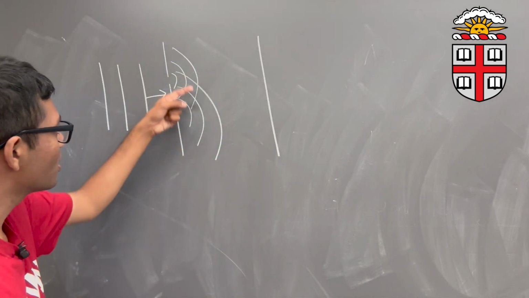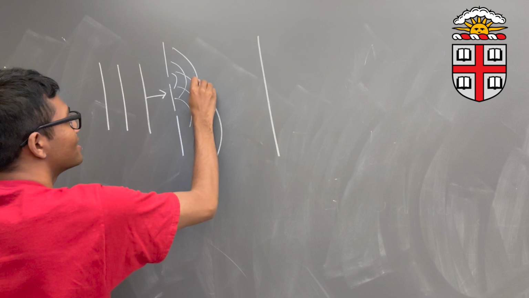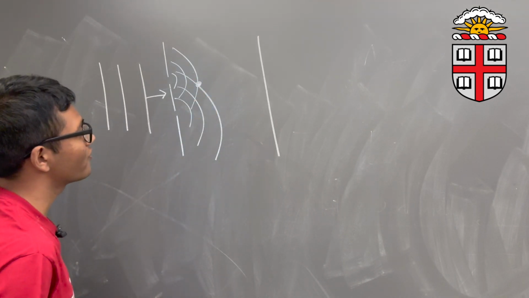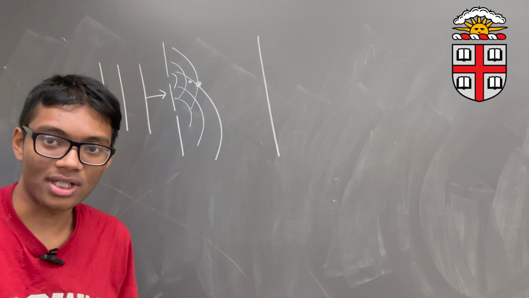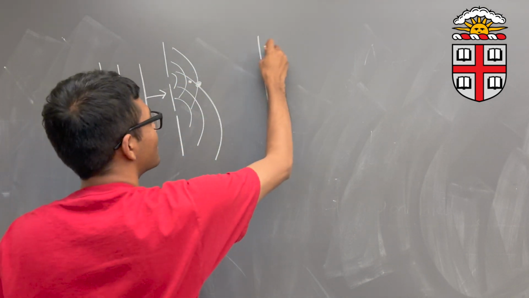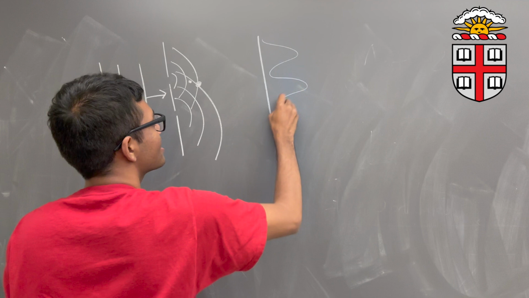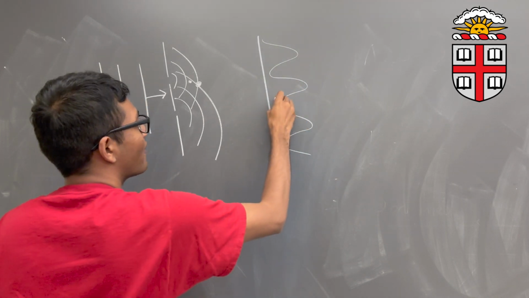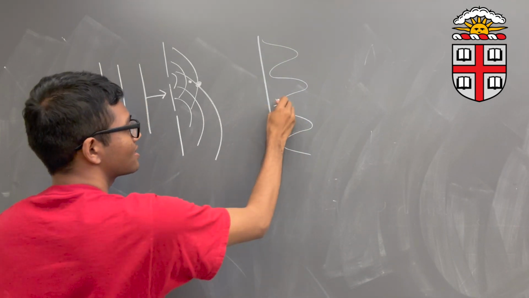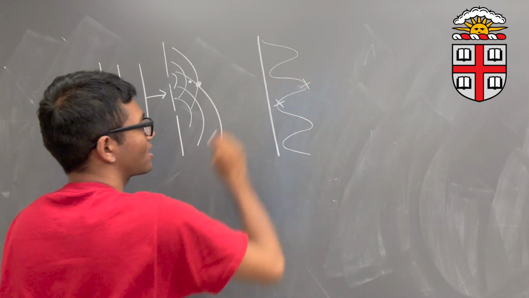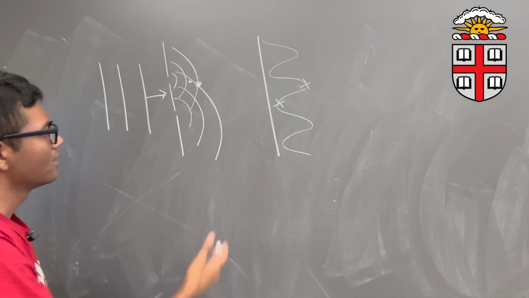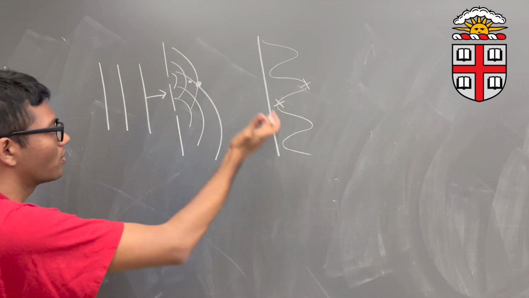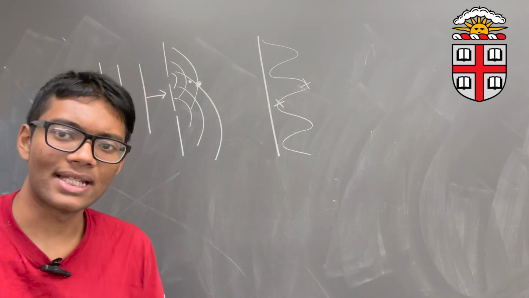And when it does so, in some places, the two wavefronts will interfere constructively. In other places, they will interfere destructively. And so at the end, you will get an interference pattern here at the back where you have destructive interference, these troughs, and constructive interference shown by these valleys. So that is what happens when you throw light into the double slit experiment.